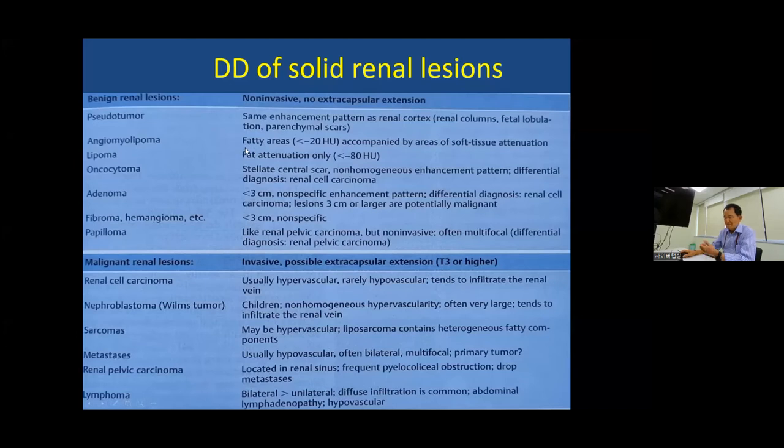Now, if there's any very dark density, that's angiomyolipoma. Certainly, lipoma is another fat tissue. Oncocytoma has a central scar, but generally it shows increased density rather than decreased density on non-contrast. Adenoma is rare, but just like in the liver, adenoma versus hepatocellular carcinoma is impossible to separate on CT. Same thing, adenoma versus renal cell carcinoma is very difficult. It's usually small, less than 3 centimeters. When we diagnose renal cell, it's usually bigger than 5 centimeters. By staging, greater than 7 centimeters is stage 3. Papilloma is rare, but multifocal is characteristic.